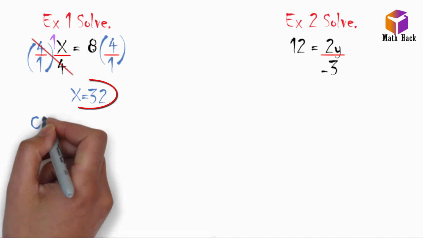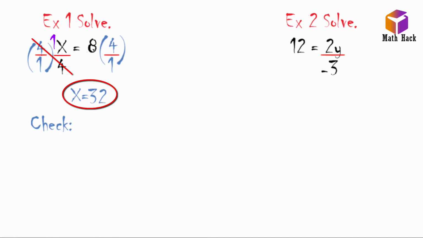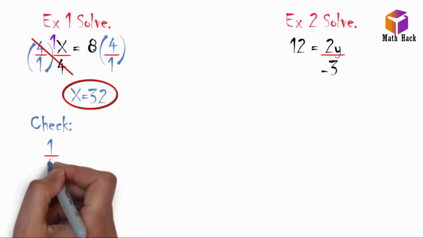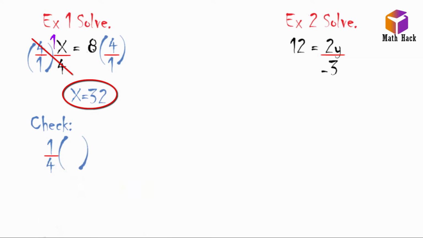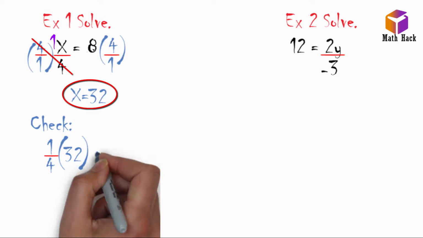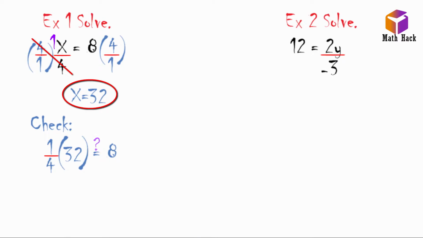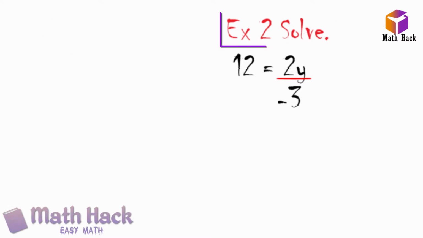I'm going to write check. And we've got 1/4 times 32 is equal to 8. And I'm going to write a little question mark. And so 1/4 of 32 is 8. We have 8 equals 8. This solution checks out.